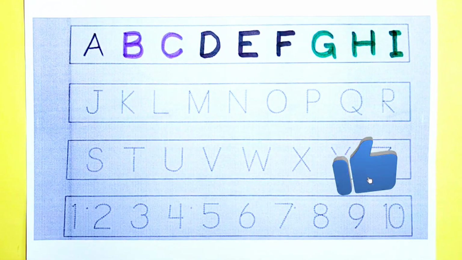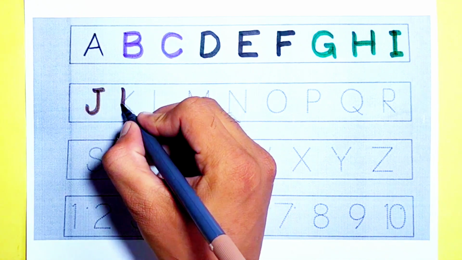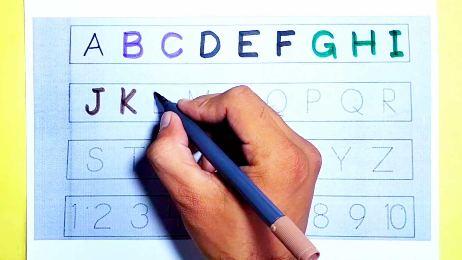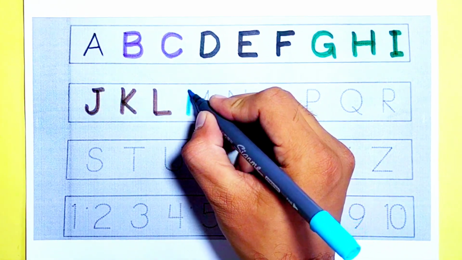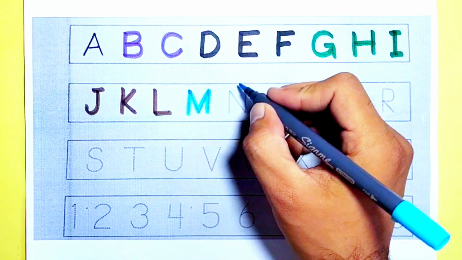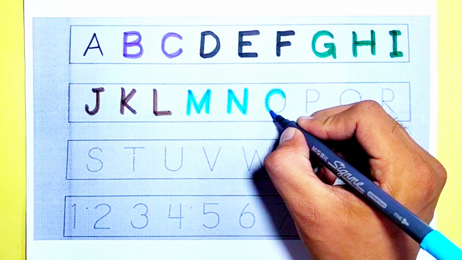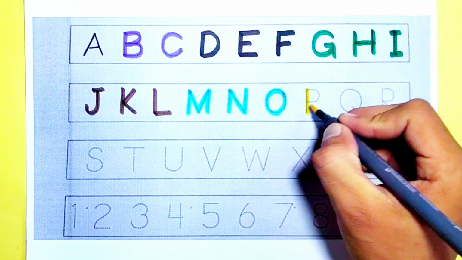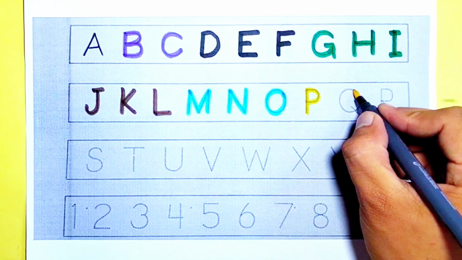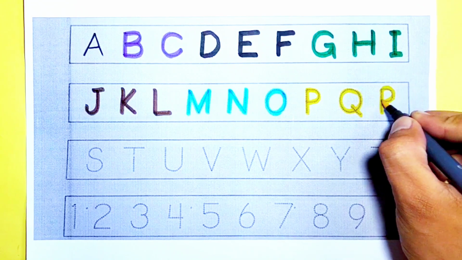Brown color. J for jellyfish, K for kite, L for lemon. Light blue color. M for monster, N for nose, O for octopus. Yellow color. P for parrot, Q for quiz, R for rose.